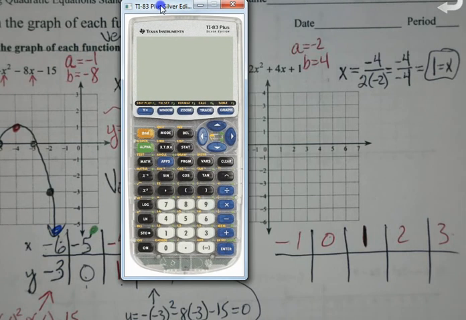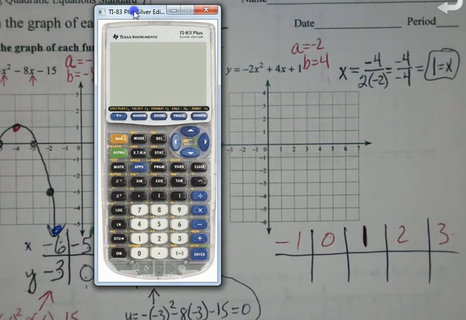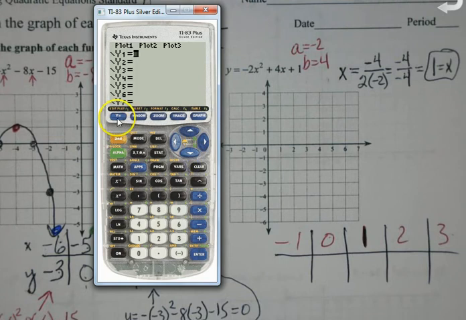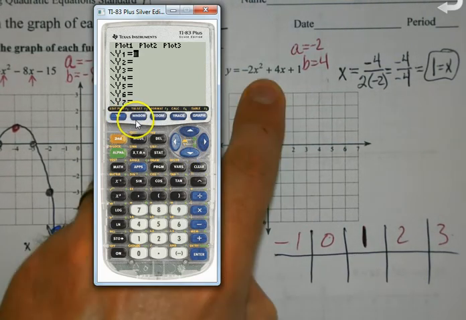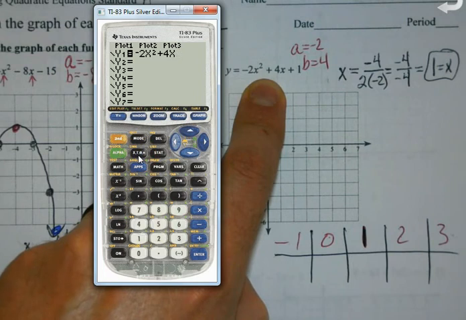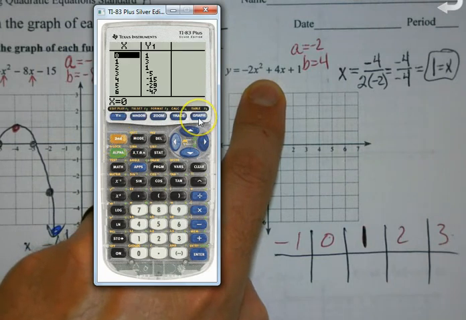All right, I'm going to swing this over. Here's how this works again. We've talked about it before. I'm going to hit y equals, because I'm going to type in the equation. I'm going to type in exactly what I see right here. So -2x squared plus 4x plus 1. Once I get here, I'm going to hit second and graph.